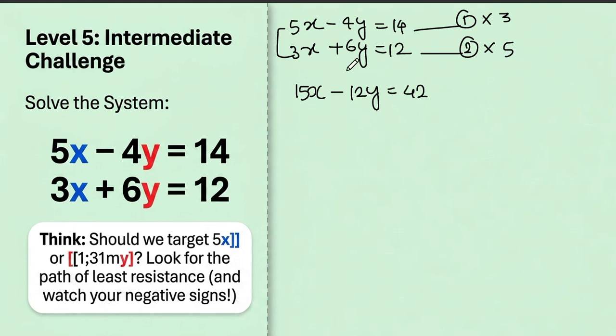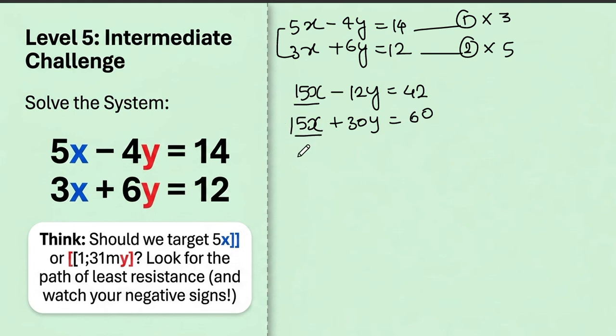Then the second equation, if we multiply by 5, so 5 into 3 is 5x plus 6 into 5 is 30y is equal to 12 into 5, which is 60. Now we have multiplied, so the coefficients of x are equal, 15. So we have to eliminate this coefficient of x, which means we have to eliminate this x variable, but the sign is the same.